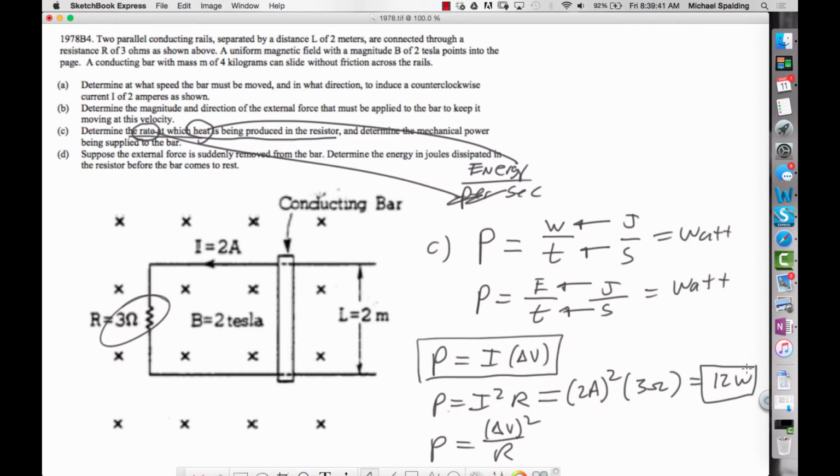Oh, and just be aware on the solutions that I gave you, I didn't type them up. I'm going to pass the blame. Whoever typed up the solutions put 12 ohm as the answer. That's a typo. It should be 12 watt. Okay, so we got 12 watt for the resistor.